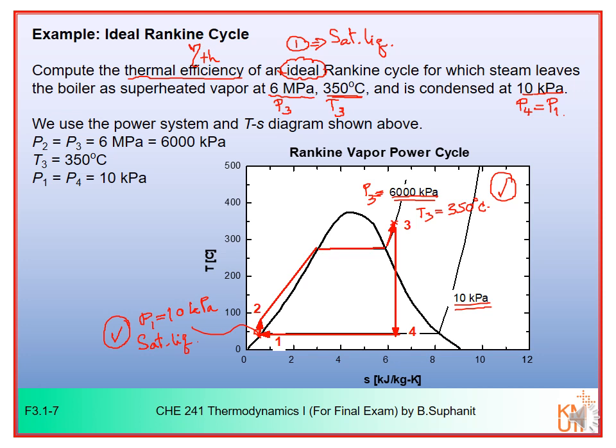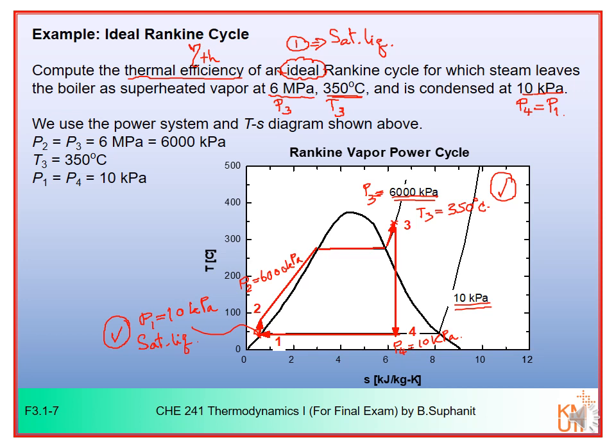Okay. So in this case, you are left with point number 2 and point number 4. Point 2 and point 4 are not fully defined. Point 2, you know only the pressure, which is 6,000 kilopascal. And point 4 as well, you know only the pressure, which is 10 kilopascal.